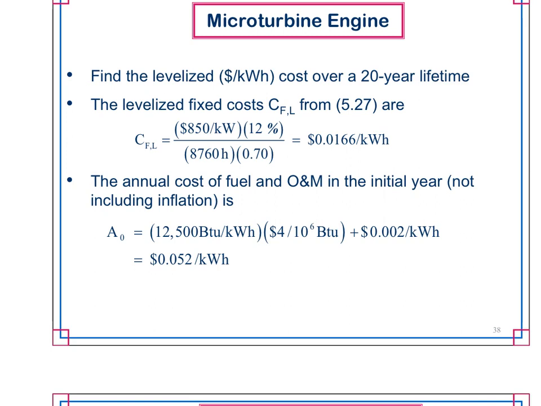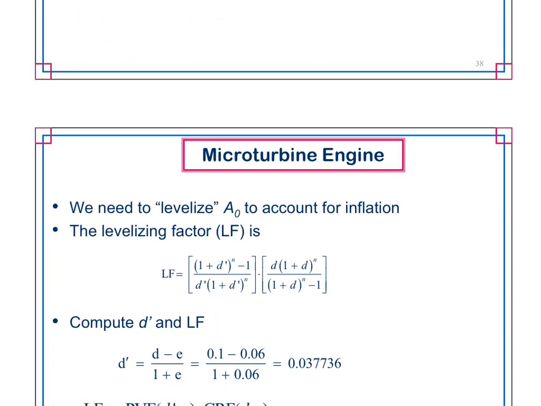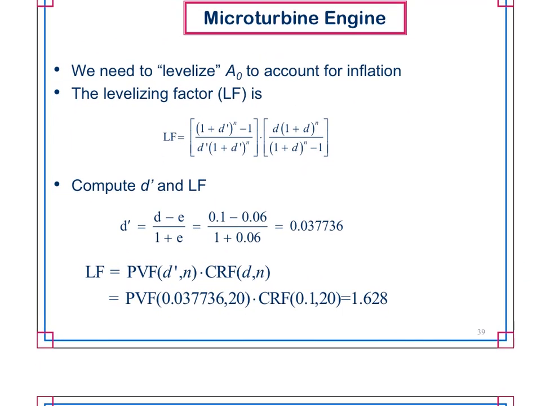The next cost we have to include is operating it. So now we're going to include fuel and O&M. Per annum, we're going to use $4 per MMBTU, and our heat rate is 12,500, plus the O&M cost of 0.2 cents per kilowatt hour, which gives us 5.2 cents per kilowatt hour for energy production. Now we're going to levelize by including our present value function with the discount rate and our capital recovery factor without the adjusted discount rate.